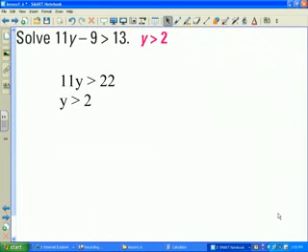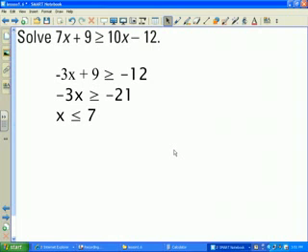Solving an inequality. In this inequality, 11y minus 9 is greater than 13. I add 9 to both sides. I divide both sides by positive 11. Dividing by a positive value, the inequality symbol stays the same, so greater than throughout this solution. Final answer, y is greater than 2.